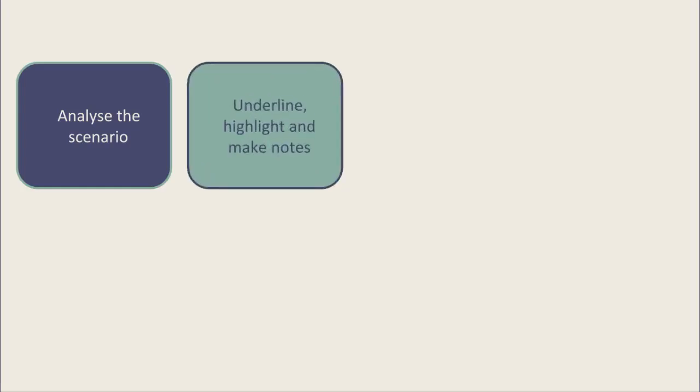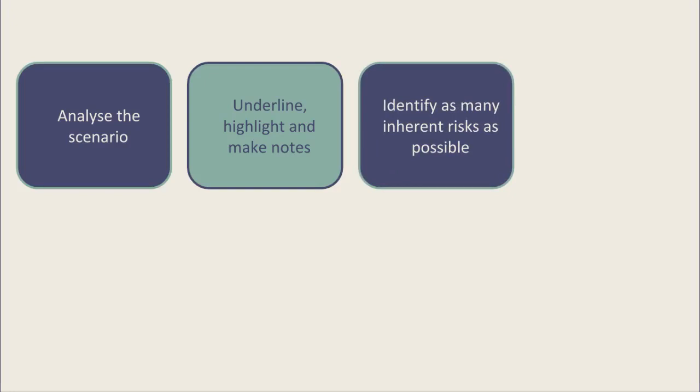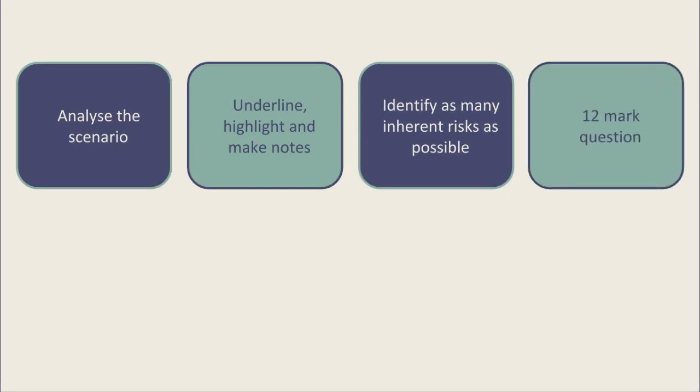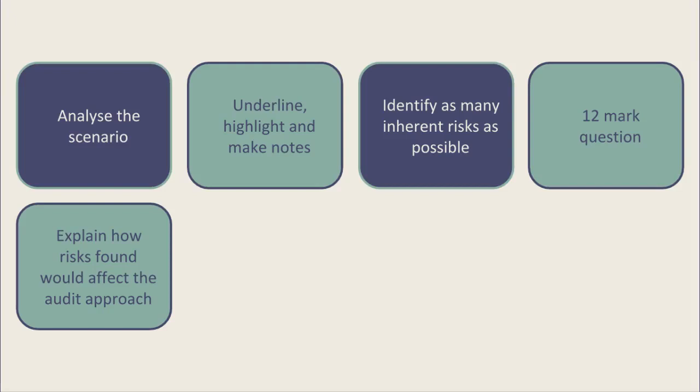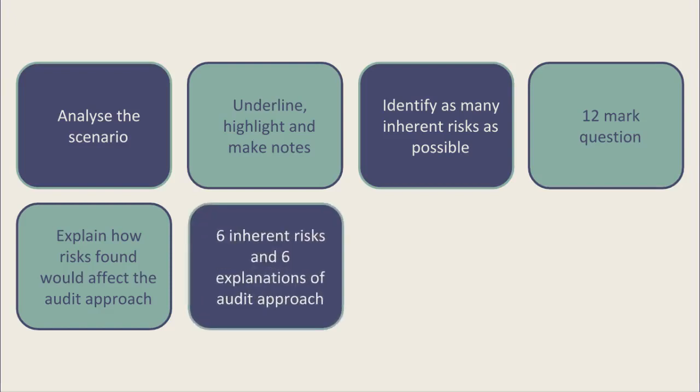Underline, highlight and make notes all over the scenario to identify as many inherent risks as possible. This is a 12-mark question, but it is not only looking for inherent risks, it also wants you to explain how each of these risks found would affect the audit approach. Therefore, for full marks, they are looking for 6 inherent risks and 6 explanations of the audit approach.